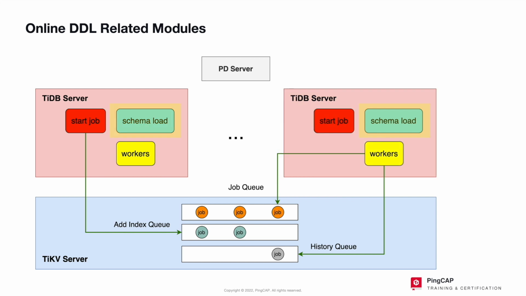Secondly, in addition to the worker module, there's also a schema load module. This module is used to load the latest schema information after a TiDB server assumes the owner role. This ensures that the new owner role TiDB server has the most up-to-date schema information. Finally, the Start Job module is responsible for receiving DDL requests and assigning IDs to DDL operations. Each DDL operation assigned an ID is called a job. The start job will persist the job to the queue in TiKV.